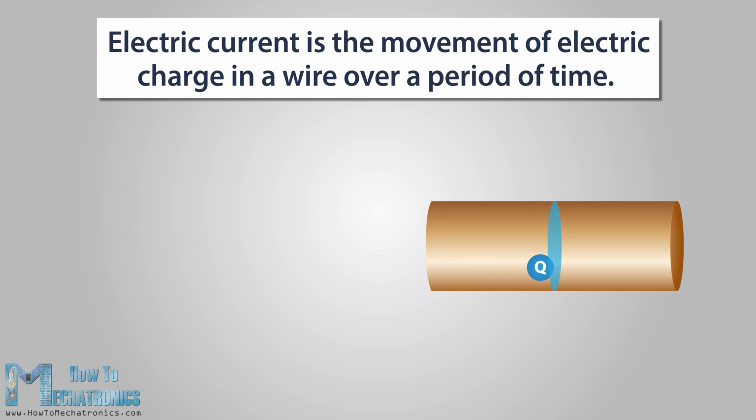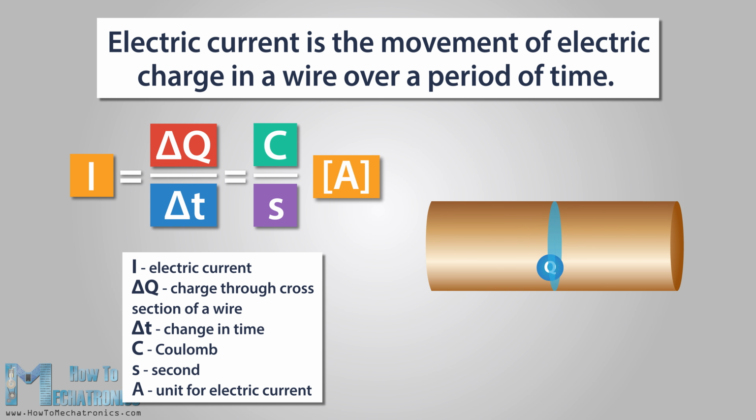Electric current is the movement of electric charge in a wire over a period of time. The symbol for electric current is I. 1 coulomb of charge passing through a piece of wire over 1 second is equal to 1 ampere of current. Ampere is the unit of measurement of electric current.